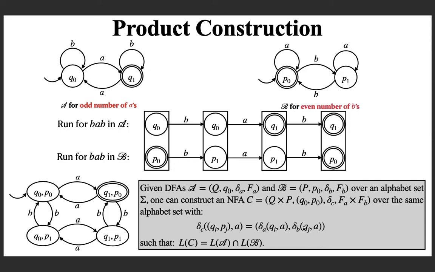Okay, this is wrong, this should be PJ. Okay, PJ comma A. So that's it, and this final automaton accepts the language which is the intersection of the languages of A and B. And if you want, you can prove the completeness and soundness of this construction using the principle of mathematical induction.